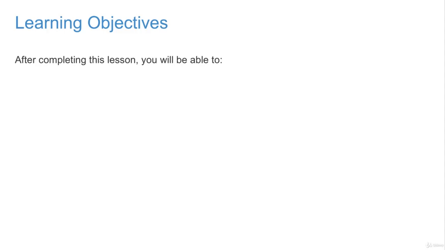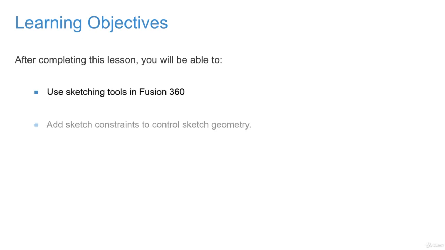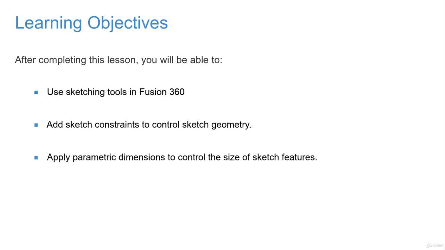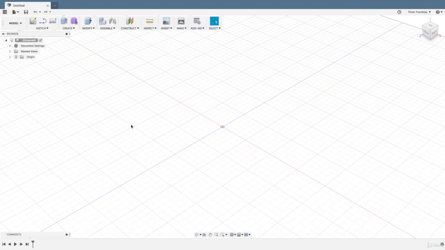After completing this lesson, you'll be able to use sketch tools in Fusion 360, add sketch constraints to control sketch geometry, and apply parametric dimensions to control the size of sketch features.